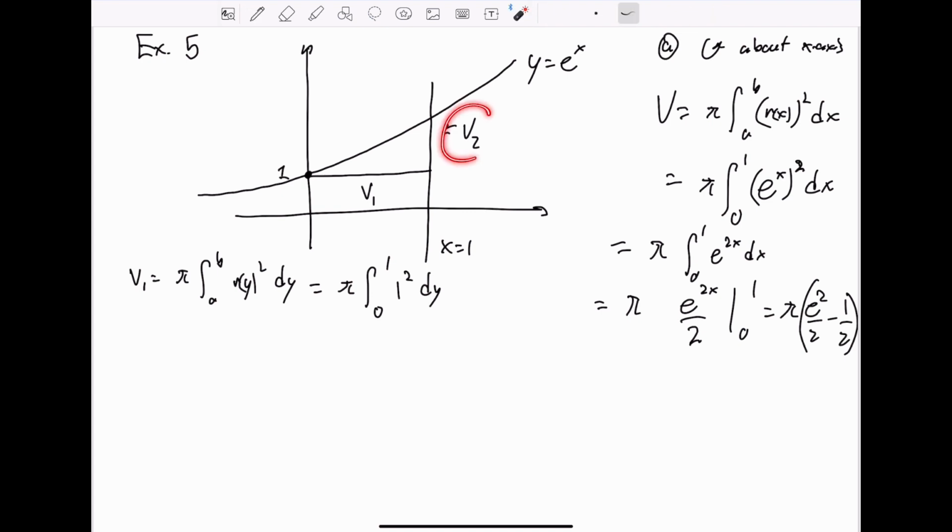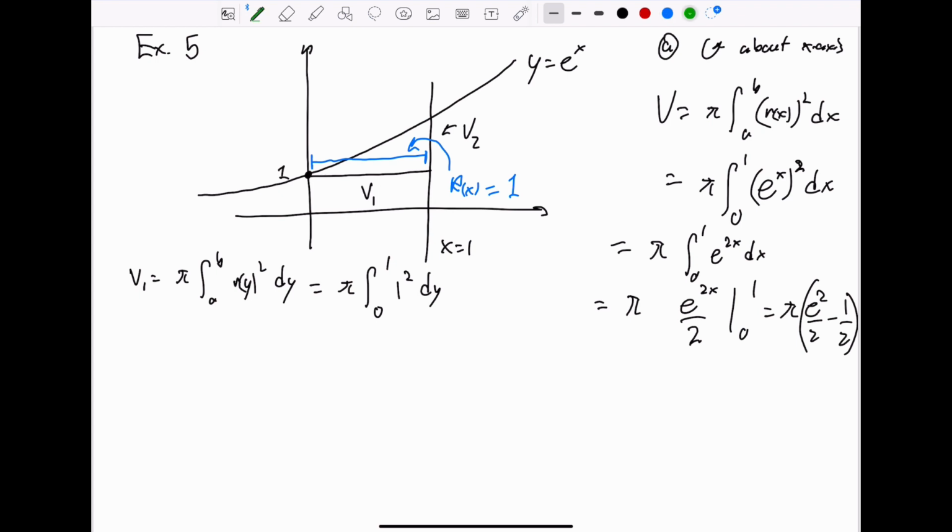How about volume 2? Volume 2 has a hollow component when we rotate around the y-axis. So we will have an outer radius here, and we will also have an inner radius. Let's first think about the outer radius. The outer radius is the distance from the line of rotation, which is the y-axis, to the outside of the shape. This is the outer radius. That outer radius stays constant. It's always the distance from the outside of the shape to the y-axis. Well, that's just a distance of 1. So the outer radius is simply 1.